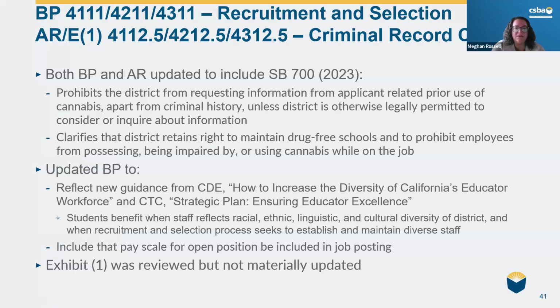That also applies to the AR here, which discusses criminal record check. Both of these have been impacted by SB 700. SB 700 applies to all California employers. And so districts are prohibited from requesting information from an applicant about their prior use of cannabis. And this is apart from criminal history.